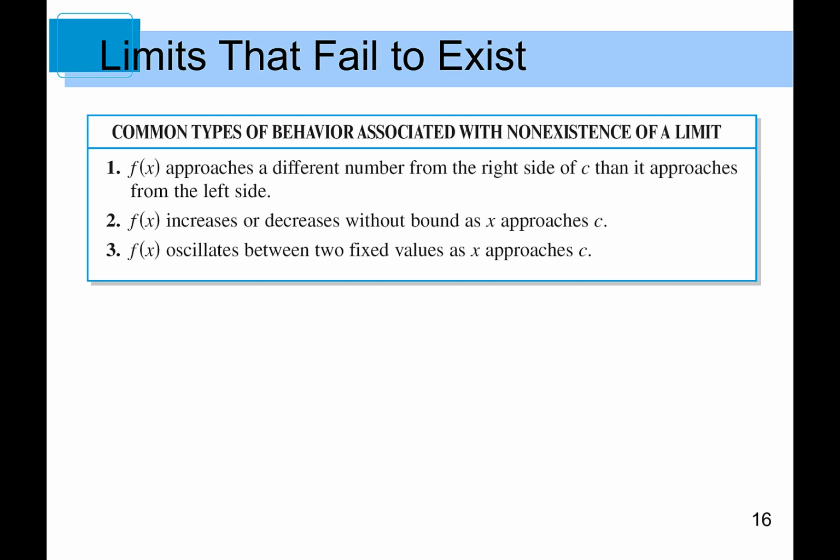There are three common types of behavior associated with the non-existence of a limit. First, f of x approaches a different number from the right side of c than it does from the left side. The previous example matches this one exactly, meaning the left-hand behavior is different from the right-hand behavior. Second, f of x increases or decreases without bound as x approaches c, becoming plus or minus infinity from the left and right. Third, f of x oscillates between two fixed values as x approaches c. That's the third case where a limit fails to exist.